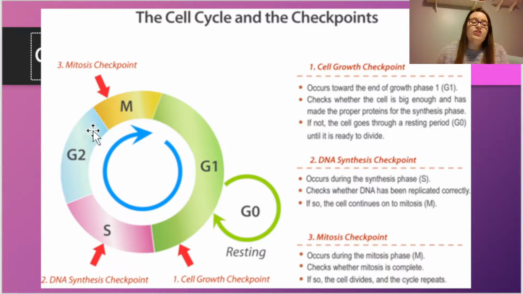And then here is the G2 phase. And right here at the M phase with mitosis, there's another checkpoint, which is the mitosis checkpoint. This is where the cell stops to make sure that it's good to go in regards to the mitosis process: the prophase, the metaphase, the anaphase, and the telophase. This is just a few examples of how the cell constantly regulates itself throughout the cycle.